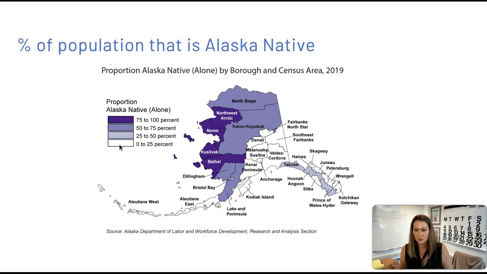So again, to bring home the point, most of rural Alaska is Alaska Native. You can see here, especially western Alaska is somewhere between 75 and 100% Alaska Native. And then you can see that the demographics change dramatically when you start getting into south central Alaska and some of the bigger urban areas such as Fairbanks North Star and Juneau.